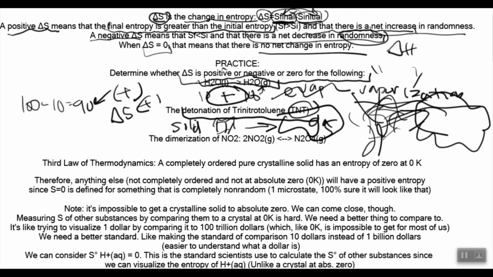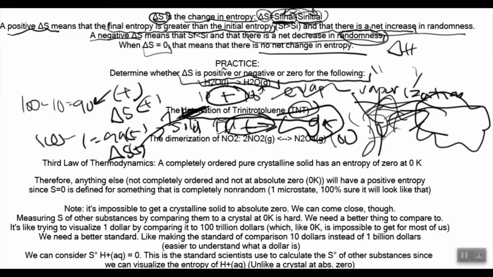Now, if you think about this, you don't even have to assign numbers, although you can. Let's just call this 100 and this 10. Same deal as before. Well, actually, no. This is 1, not 10, because it's a solid. 100 minus 1 is 99. That's positive. This delta S is positive in this case, so we can put a positive sign there.